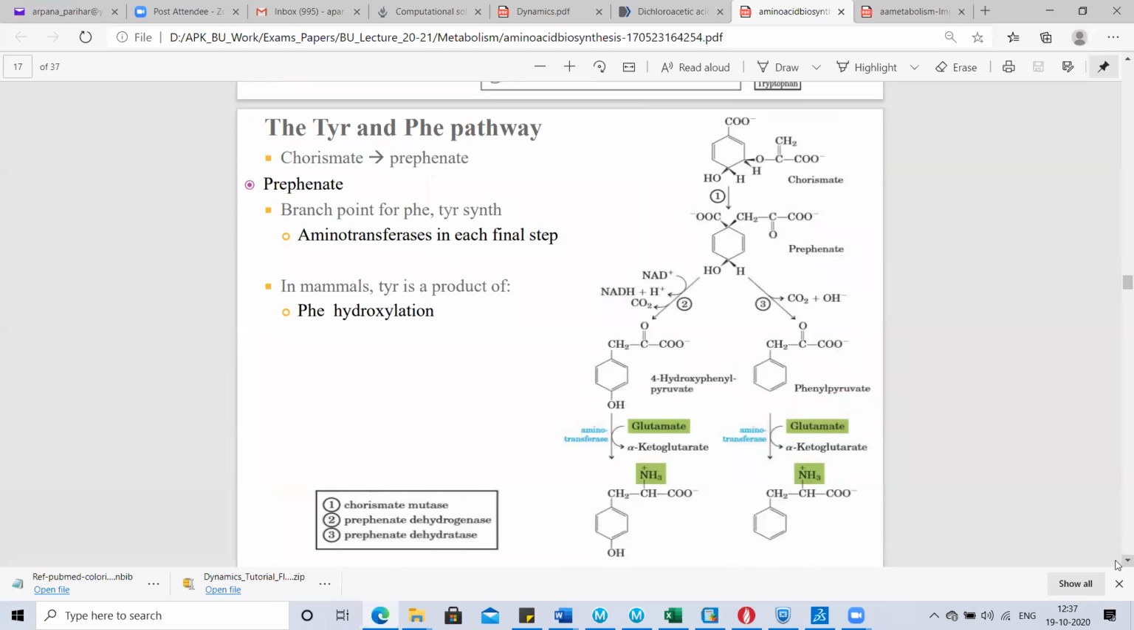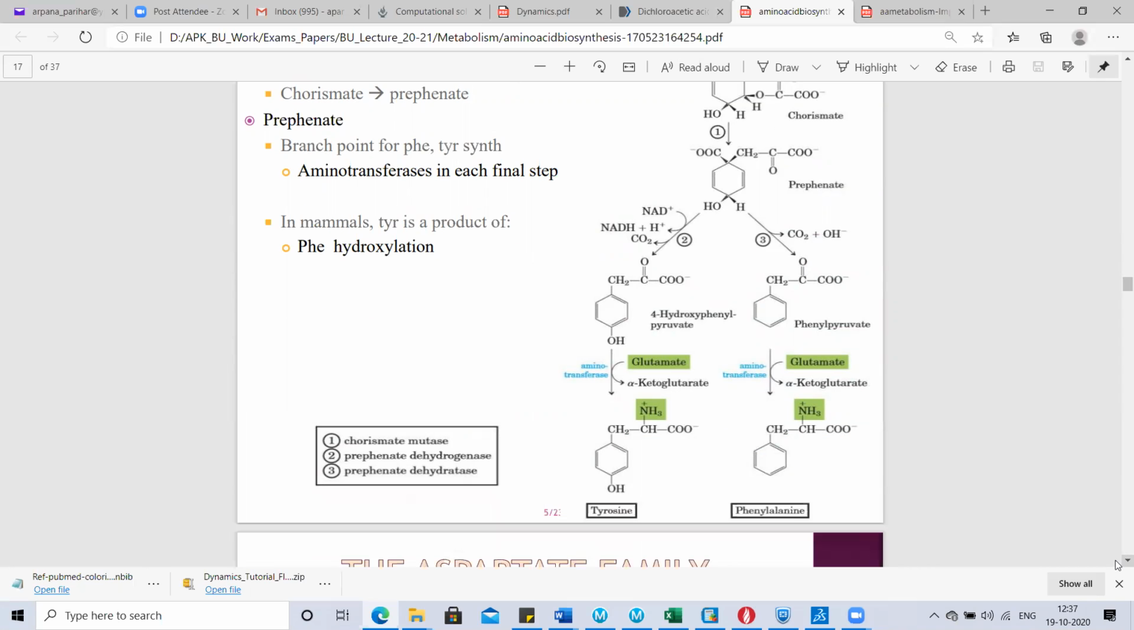How are tyrosine and phenylalanine formed from chorismate? Chorismate can be converted into prephenate. The enzyme involved here is mutase, and this prephenate in the presence of a dehydrogenase enzyme gets converted into 4-hydroxyphenyl pyruvate, and this 4-hydroxyphenyl pyruvate interacts with glutamate in the presence of aminotransferase and produces tyrosine.